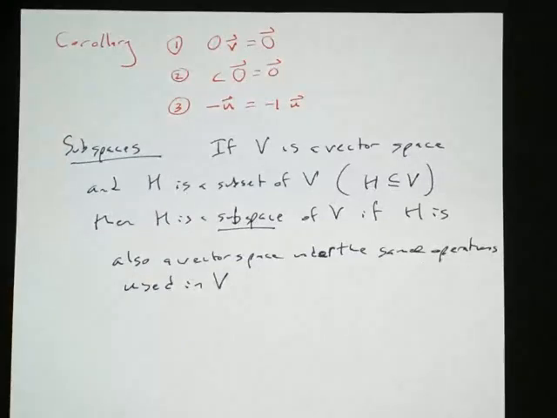A subspace means I start with a vector space. And I say, okay, let's take a subset of that vector space, which is what I did. I want that to be a vector space on its own, using the same operations as I used in V. Since everything in H is also in V, I can do all of those operations I did in V on the things in H.